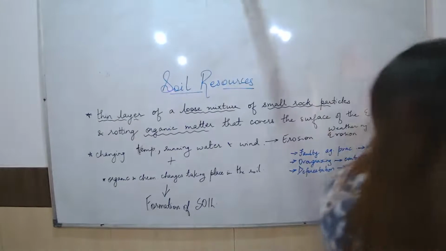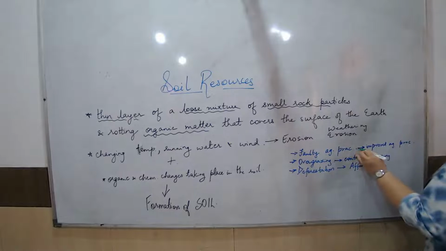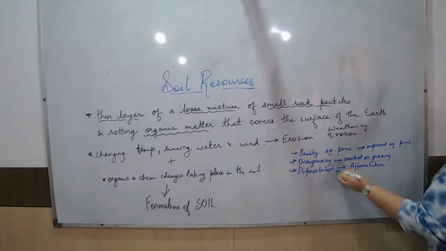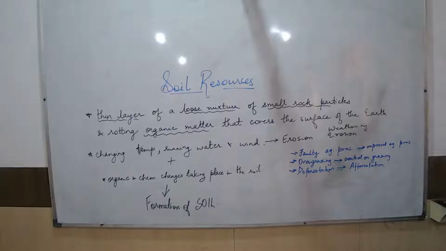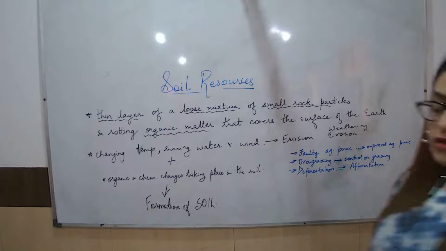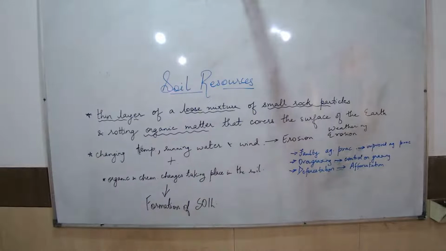Okay, so what is the solution? Faulty agricultural practices should take place of improved agricultural practices. So we should not do such things that are going to harm the soil. Overgrazing, control on grazing. Okay, so that soil will not get eroded, and deforestation should lead to afforestation. So cutting of trees should be replaced by planting of more trees.